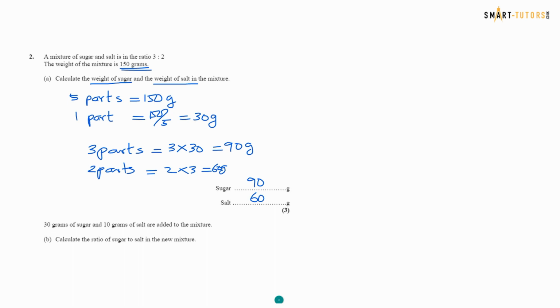So 60 grams salt. 30 grams of sugar and 10 grams of salt are added to the mixture. So previously 90 grams sugar, and 30 grams of sugar is added, making 120. Salt was 60 grams plus 10 grams is 70. So this is 120 to 70. Cut the 0s, so the answer is 12:7, and that is the ratio of sugar to salt in the new mixture.